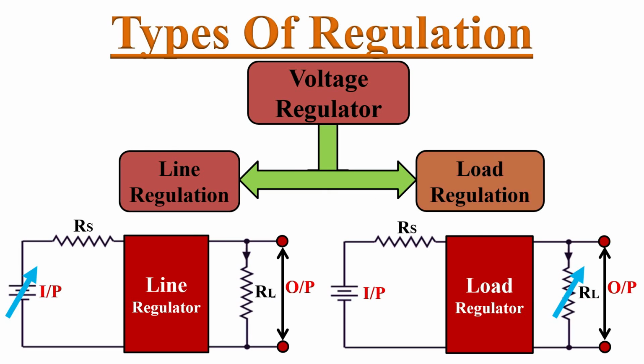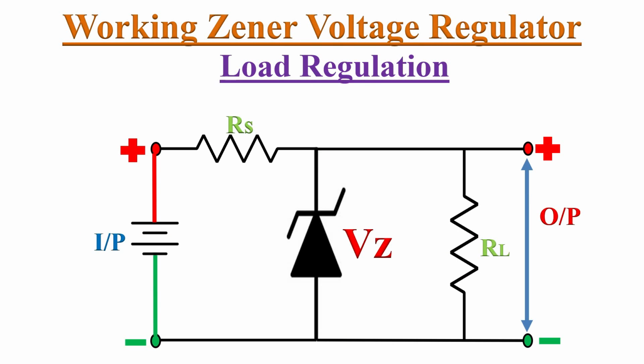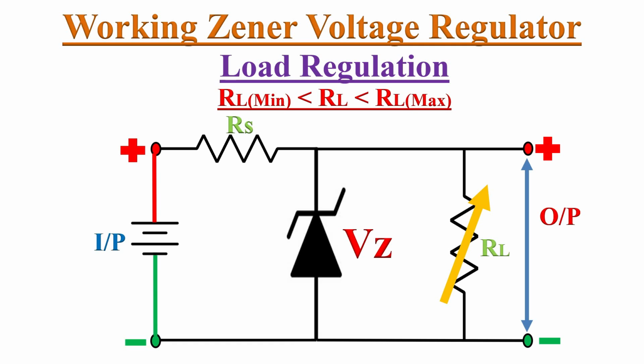Now next one, load regulation. It means maintaining constant output voltage in spite of load variations at the output. Now let's see how well a Zener diode can regulate its output voltage in spite of load variations. Here in this case it's just a resistive load. So what is the range of resistor values, RL minimum and RL maximum, that can be connected here so that it will still let the Zener diode do its regulation properly?